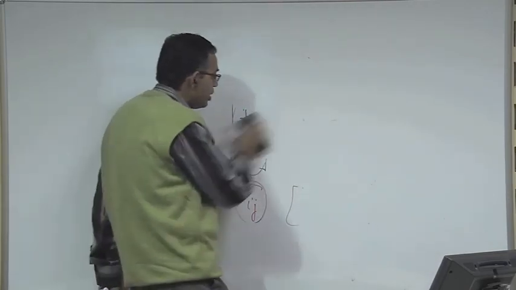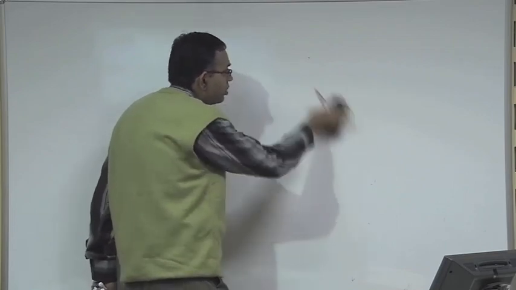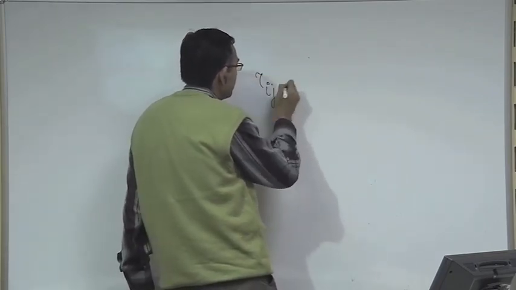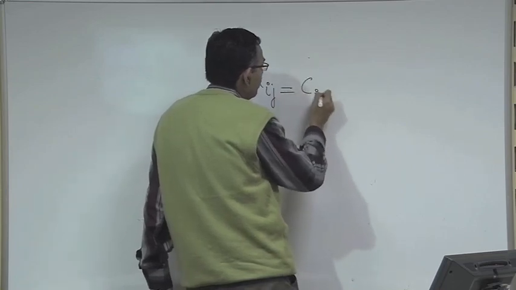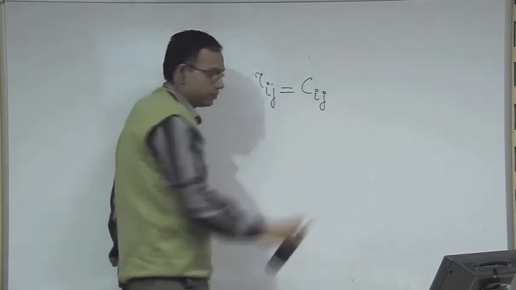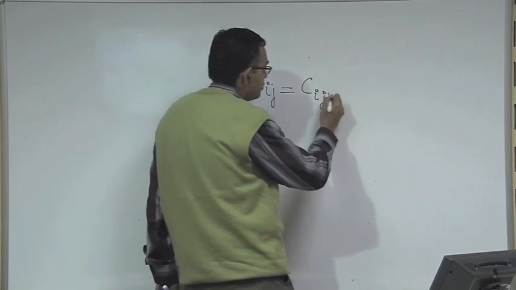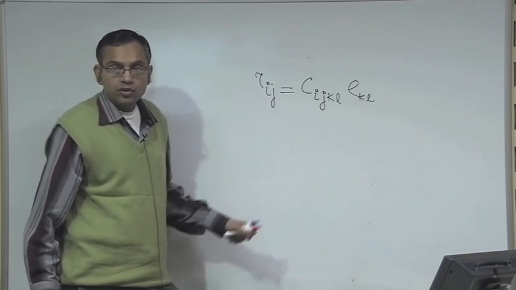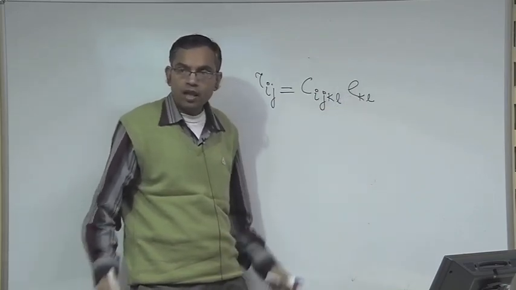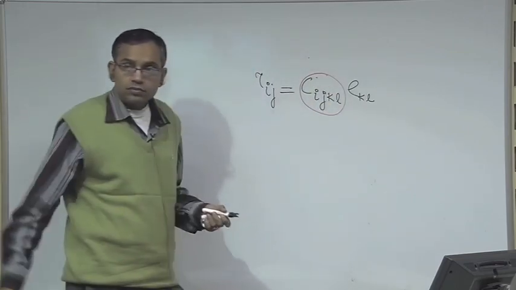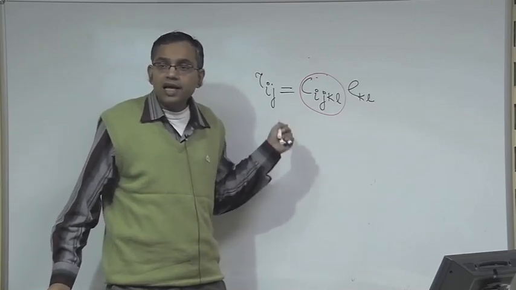For a second order tensor, we require 2 indices i and j. So, for a fourth order tensor, we require 4 indices. So, tau ij, we can write as a fourth order tensor C ijkl into E kl, where we have defined what E is. Okay. So, this is a fourth order tensor. This is the generalized Newton's law of viscosity.